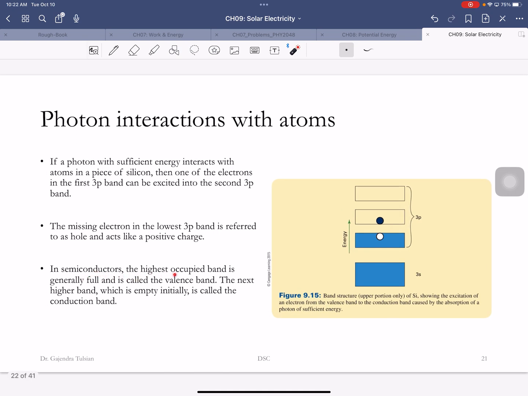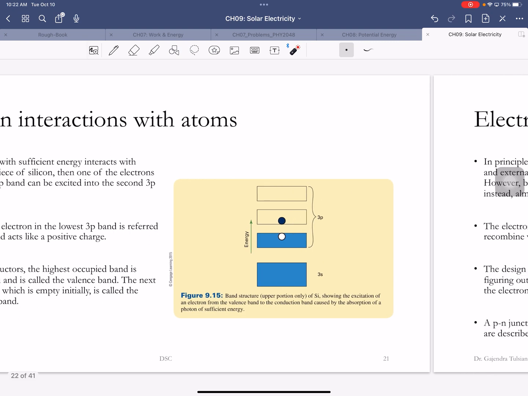In semiconductors, the highest occupied band is generally full and is called the valence band. The next band, which is empty initially, is called the conduction band. So you're trying to excite electrons from the valence band to the conduction band.